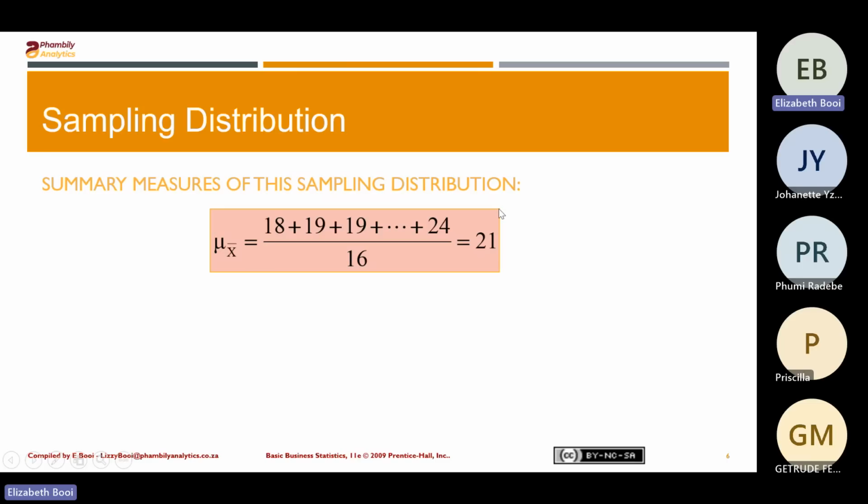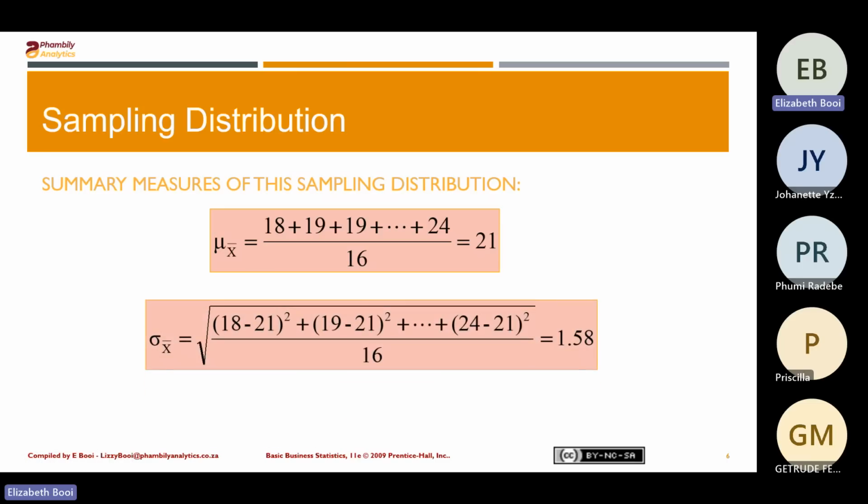And to calculate the standard deviation of a sampling distribution, we take the outcomes of the sample means, subtract the average of the sample means from each, square them, add all of them and divide by our sampled outcomes, which there were 16. We find that the standard deviation of the sampling distribution of the means is 1.58. Now, if you remember, we calculated from the population, the mean was 21, the standard deviation was 2.236.